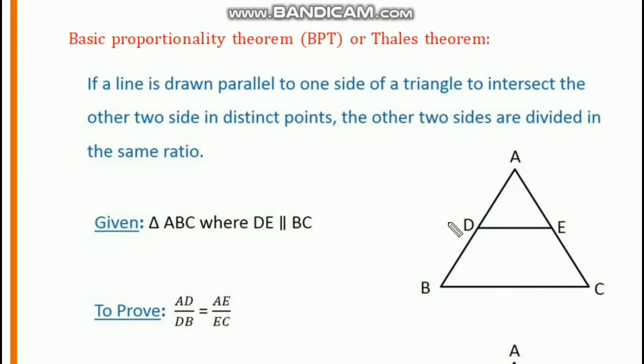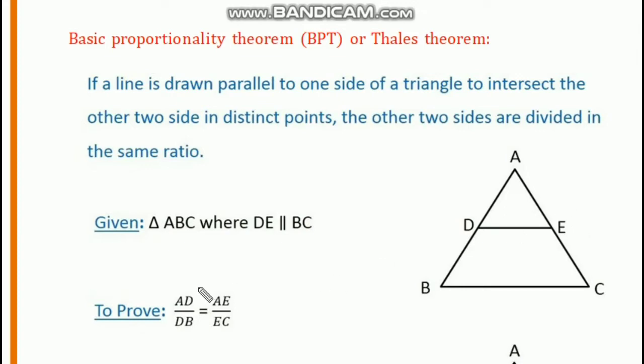Actually, what we need to prove here is, if a line DE is drawn parallel to one side of the triangle, that is BC, then the line divides the remaining two sides in the same ratio. So what are the remaining two sides? AB and AC. The line DE divides the line segments AB and AC in the same ratio. For example, if side AB is divided 1 is to 2, then side AC is also 1 is to 2. Actually, that is what we need to prove.